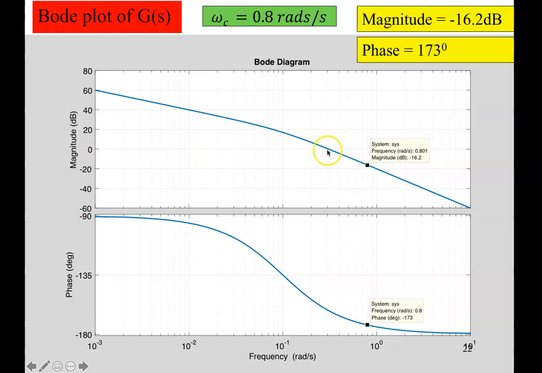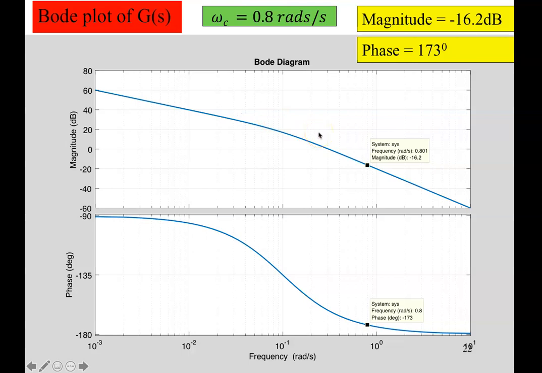Now, crossover frequency is at 0.1, 0.2, 0.3 radians per second. This is not what we are asking. Okay? We are asking for 0.8. So the crossover frequency, after you add K(s) to it, should be at 0.8.